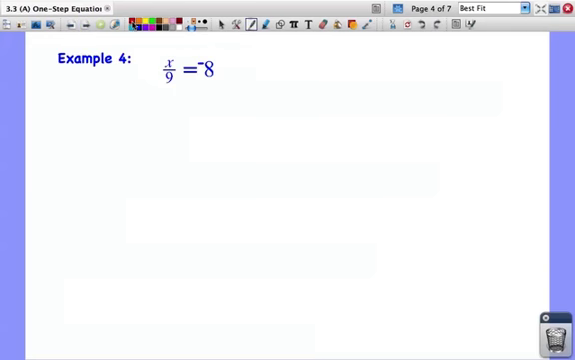This one looks a little bit more complicated because it's a fraction, but it's still the same thing. This is x divided by 9 equals -8. Remember, fractions are all division problems. So this is x divided by 9. The opposite of division is multiplication. So if I'm dividing by 9, to get rid of this 9 so that x is by itself, I need to multiply by 9.